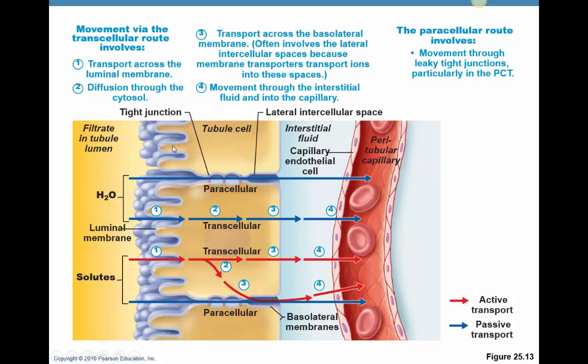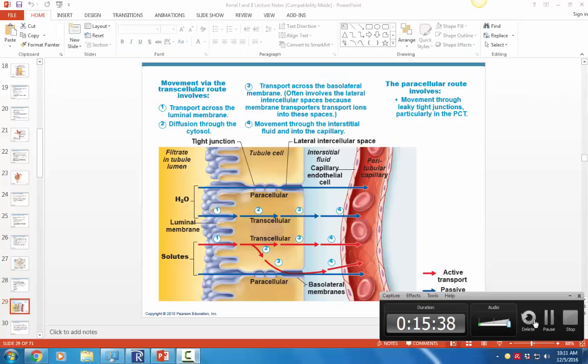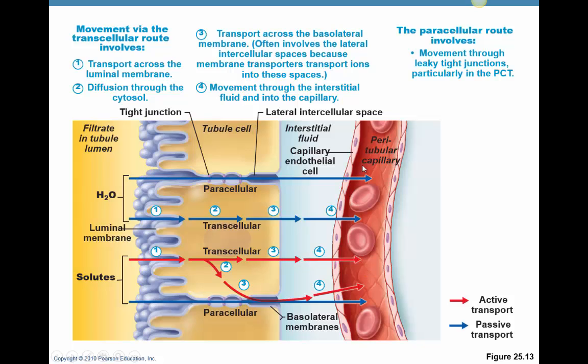So all the activity, all the ATP is focused here on driving the sodium potassium pump via active transport, and then facilitated diffusion and secondary active transport is occurring at the apical membrane. So if we look at the different types of movement here, we can see there's paracellular and transcellular pathways for movements of water and solute.